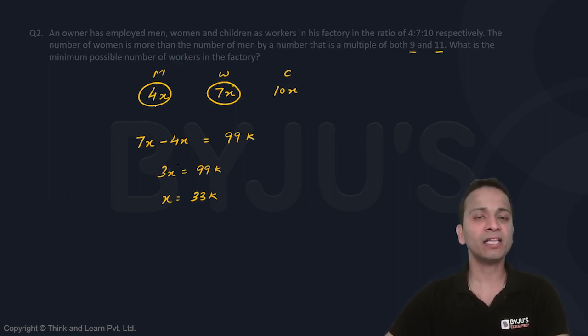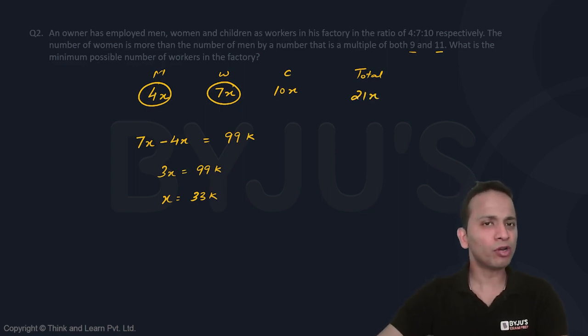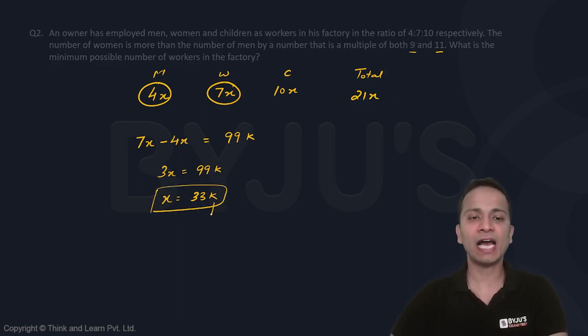Okay. Now we have to find out the minimum possible number of workers in the factory. I will add the number of workers, 4x plus 7x plus 10x. The total number of workers comes out to be 21x. Now to minimize the number of workers in the factory, I have to minimize the value of x.